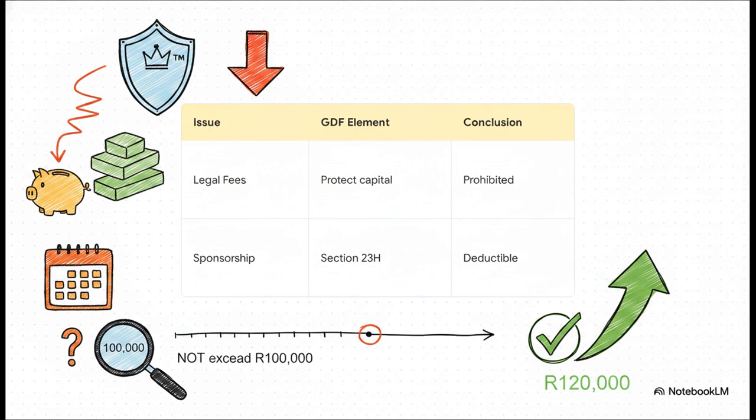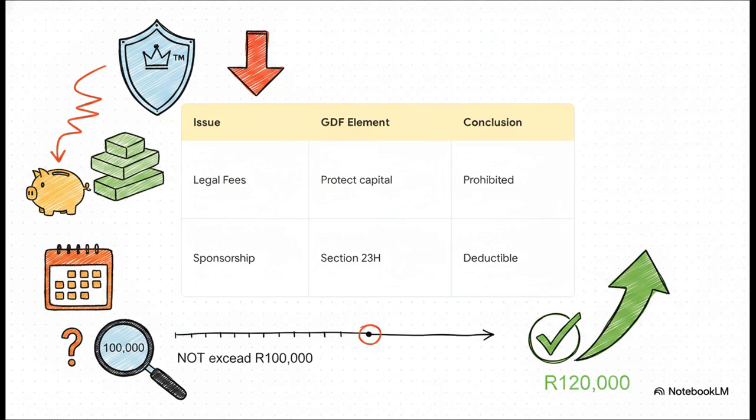Let's look at the legal fees. First, you check Section 11C. Does it apply? No, because the expense is to protect a trademark, which is a capital asset. So under Section 11A, the issue is not of a capital nature. You state the principle, expenditure protecting an existing capital structure is capital in nature. Application, defending a trademark protects the income-earning structure, not the income-earning operations. Conclusion, prohibited deduction.